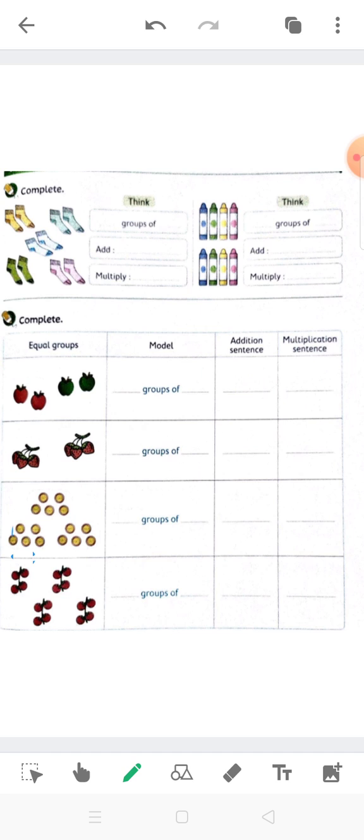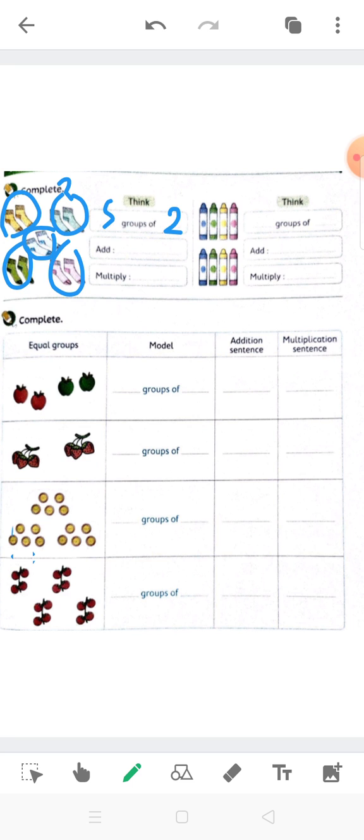Okay, let's solve some exercises about this. Look at this picture. What do we have here? Some socks. I've got 1, 2, 3, 4, and 5. How many equal groups? I've got 5 groups, so I will write 5. Of what? How many socks inside each group? I've got 2 in each group. So it's 5 groups of 2.